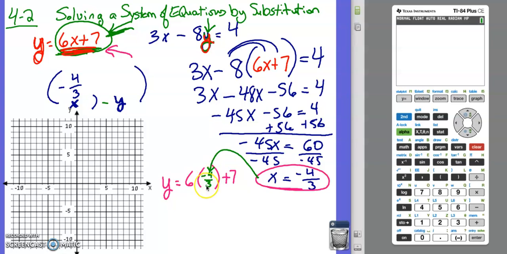Right there, so negative 4/3. And then we're going to work that problem out to find the y. This is going to give me negative 8. When I multiply 6 times negative 4/3, I'm going to get negative 8. And then this is going to give me negative 1. So y is negative 1.